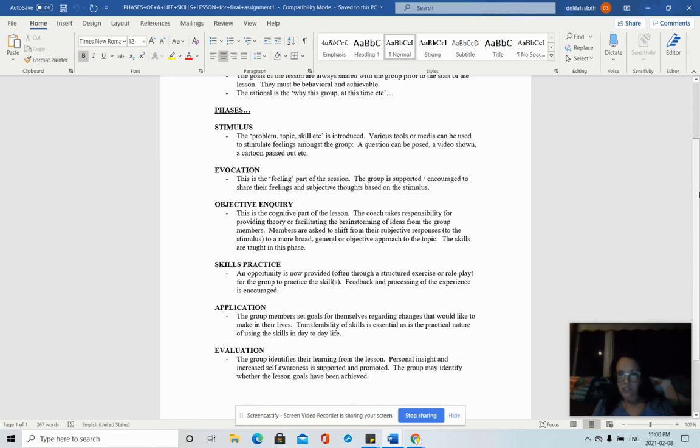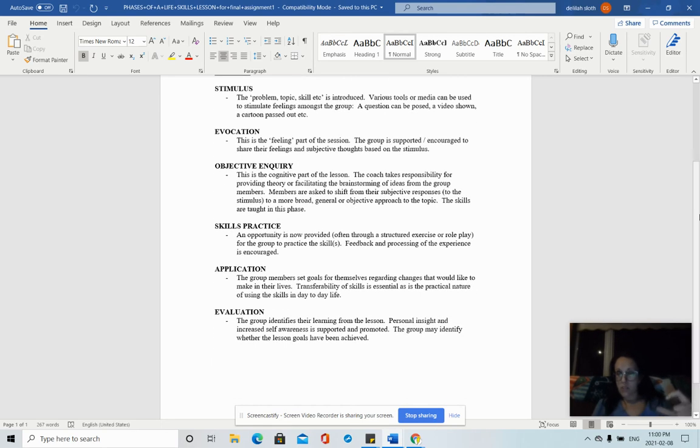The application section, so this is where the group members are going to set goals for how they're going to use this skill in their everyday life. So going forward, what am I going to do with this skill? How can I use it in my life specifically? Okay, and so transferability of skills is the essential key part of the life skills program and the practical nature of using the skills in every day.